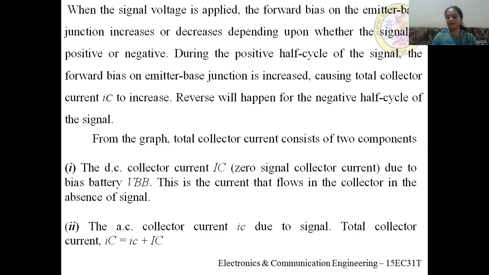And if you see the graph, there are two currents. One is the zero signal current, which is because of the DC voltages we have applied at the base and collector. And one more is the AC signal current ic due to the signal. So the total collector current IC has one component because of the collector voltage, and one more because of the AC signal applied. So the total collector current is the DC collector current, also called the zero signal collector current, plus the AC signal collector current.